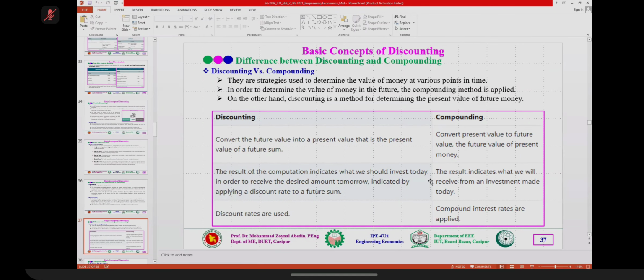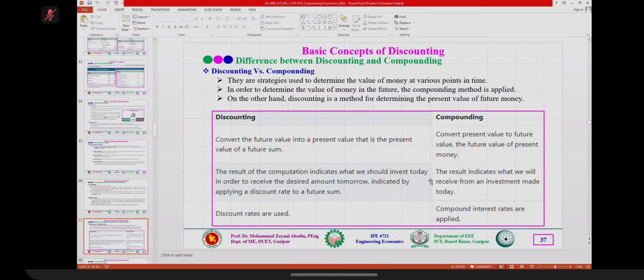So discounting will tell you it converts the future value into a present value. That is the present value of a future sum. It means the value that will be received tomorrow, you are calculating today. So this future value will be analyzed in the present time. This is discounting. It converts the future value into present value, the present value of a future sum. But on the other hand, compounding converts the present value to future value.